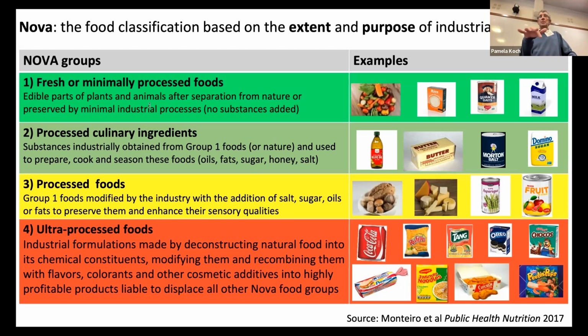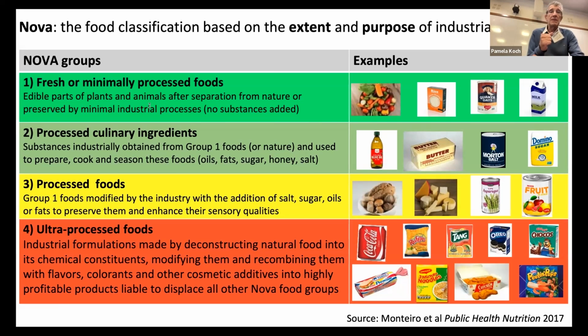According to the extent and purpose of industrial food processing, NOVA divides foods in just 4 groups. So everything we eat, in theory, we could classify as group 1, 2, 3, or 4, right? In group 1, we have what we could call fresh or unprocessed or minimally processed food. NOVA puts them together because it's difficult to separate. I mean, when you just clean a carrot, is it minimally processed, is it unprocessed? It doesn't matter. It's the same thing, it belongs to the same group.